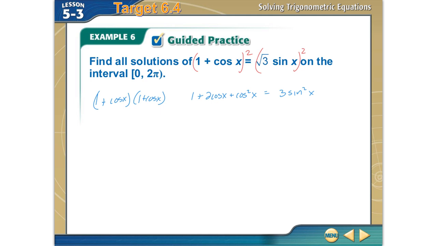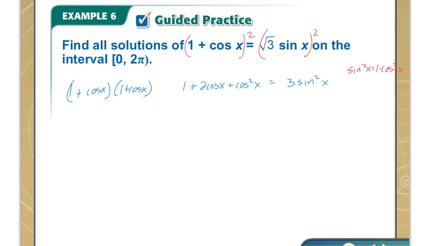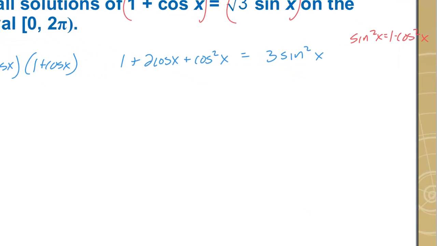In terms of which one I'm going to use, since I have cosine and cosine squared of x, but for sines I just have a sine squared of x, I'm going to want to replace this with the Pythagorean identity, so that everything will be in terms of cosine. So the identity that I could use is that sine squared of x is 1 minus cosine squared of x.